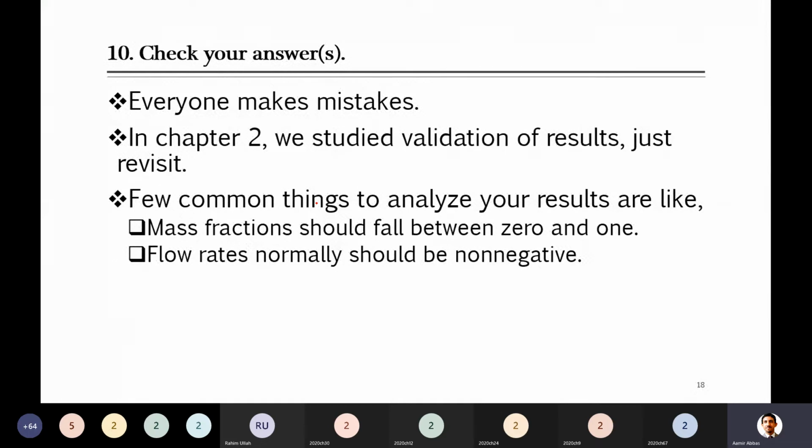Another thing here, because you will be dealing with flow rates in material balance, your flow rates should be non-negative. They should be positive numbers, because the flow rate cannot be negative. That's one thing you have to take care of.